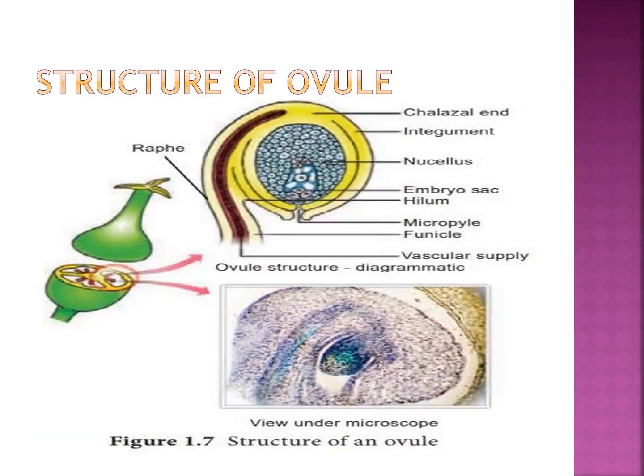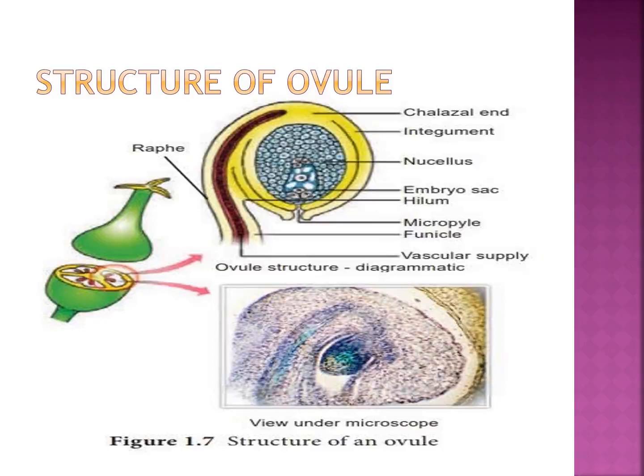So, structure of ovule. This picture is available in your book, page number 10. First of all, the chalaza end and integuments, which are the inner and outer layers. The nucellus, embryo sac and hilum. This is the micropyle and funicle.